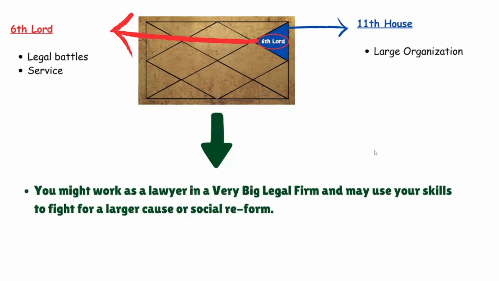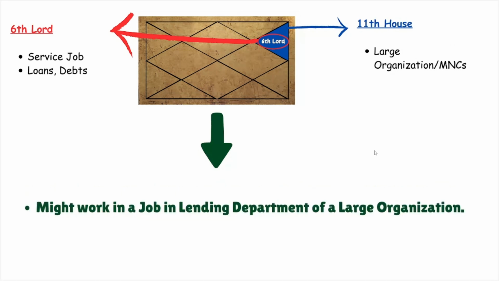Sixth Lord shows legal battles, it shows service, and 11th house is the house of large organization. So you might work as a lawyer in a very big legal firm and may use your skills to fight for a larger cause or for social reforms. Sixth Lord shows service related jobs. It shows loans, debts. And 11th house is the house of MNCs, large organizations. So you might work in a job in a lending department of a large organization.